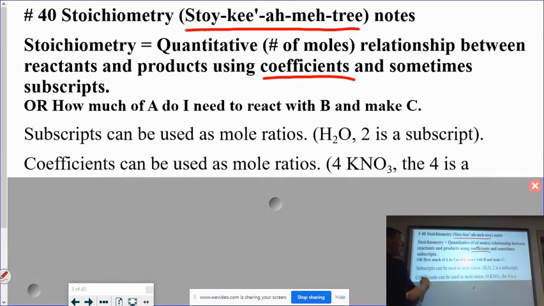Or how much do I need of B to react with C? And so if you do get out into industry and you're trying to perform a chemical reaction for the company that's trying to make something, how much of this do I put in to react with that, and how much product will I end up getting out?